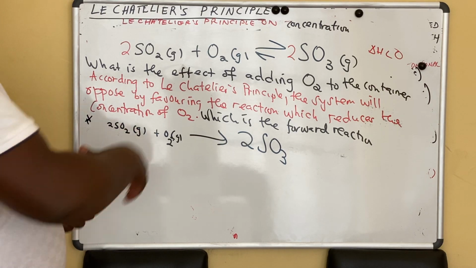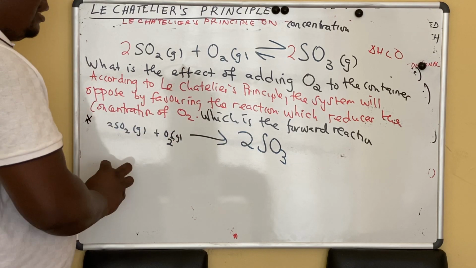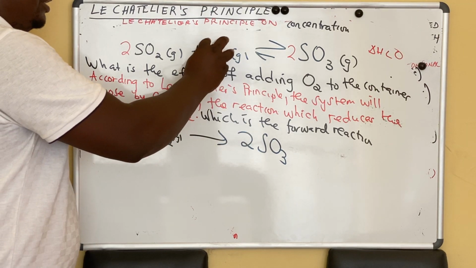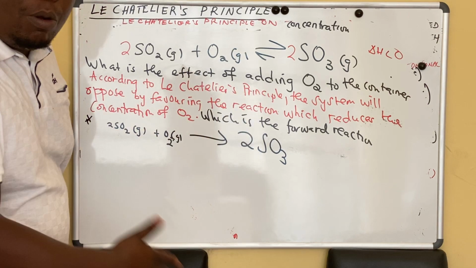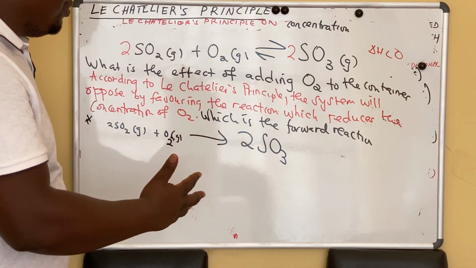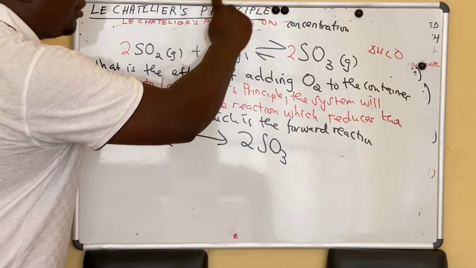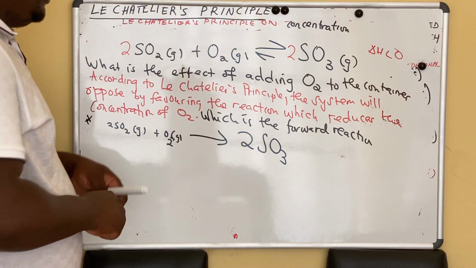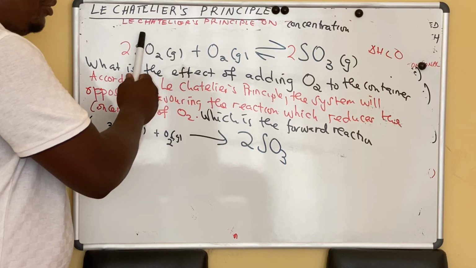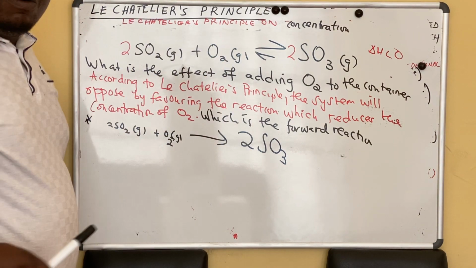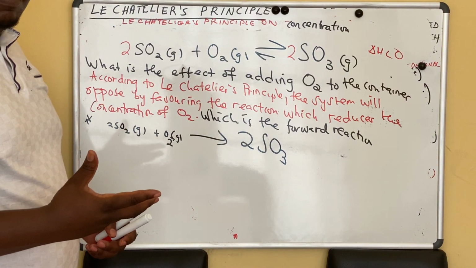Then the same applies. If we reduce the concentration of oxygen, let's say there's another question which tells us that the concentration of oxygen is now reduced. What does the system do? The system will oppose. It will oppose by doing what? By favoring the reaction which increases the concentration of oxygen, which means it is now going to favor our backward reaction. And when our backward reaction is favored, it means we are going to have high concentration of SO2 and high concentration of O2 and little concentration of SO3. Is it making sense there?